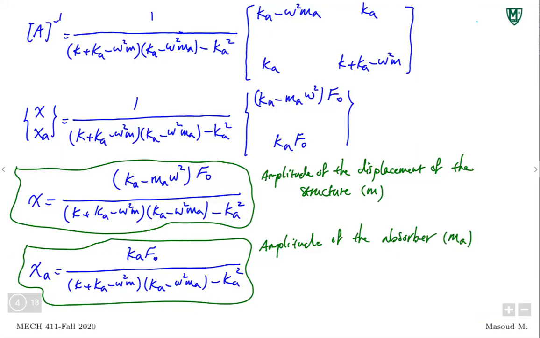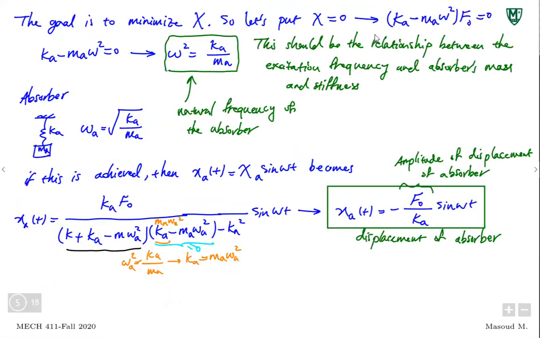Now, X is the amplitude of displacement for the structure, XA was the amplitude of the absorber. Using the equation for X, we said the goal for the absorber is to make sure that when we apply the force, the main structure does not move that much, or doesn't move at all. We are supposed to suppress or absorb that vibration. So whatever vibration is caused in the main structure should be absorbed by the absorber we're adding to the system, to ensure that X should be 0. So we put X equal to 0, and we found the frequency.